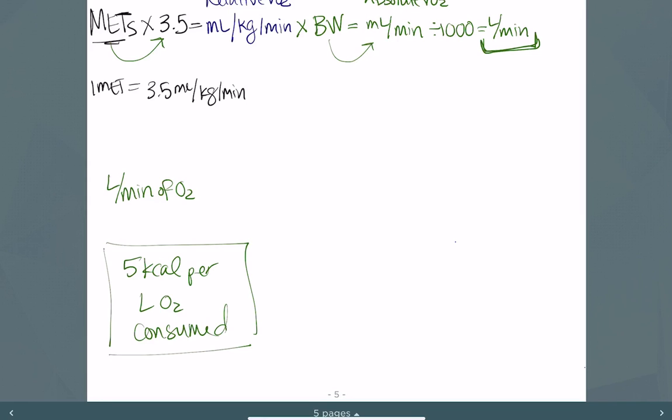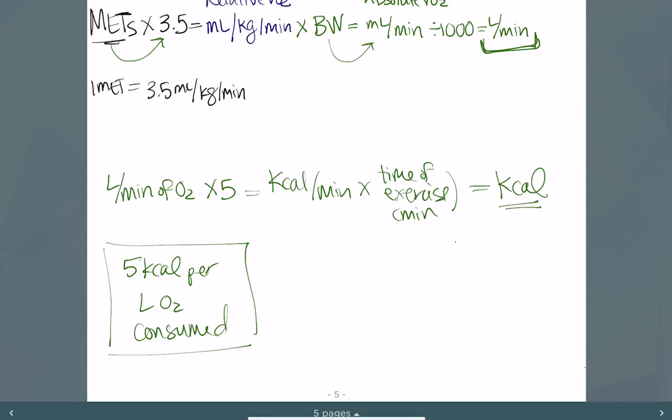So once you know liters per minute, you can simply multiply by 5, and that tells you how many kilocalories per minute. If you want to know total kilocalories burned during the exercise, you just multiply by the time of the exercise. How many minutes were they exercising? Multiply by minutes, and you get kilocalories of energy consumed during that exercise.